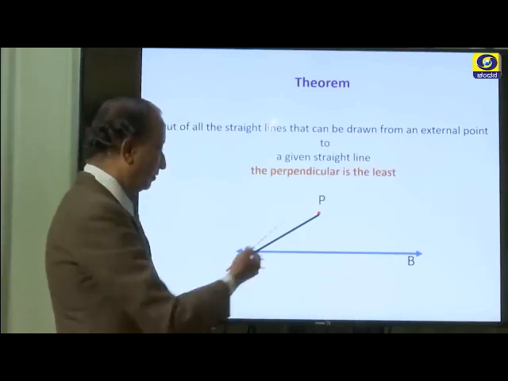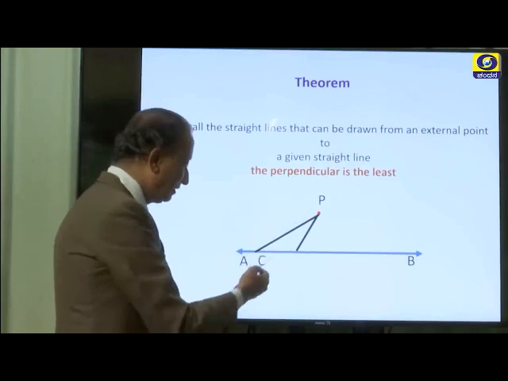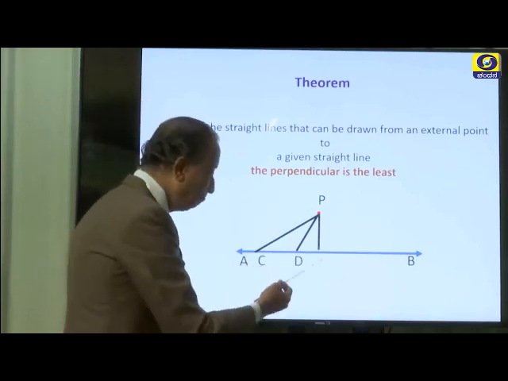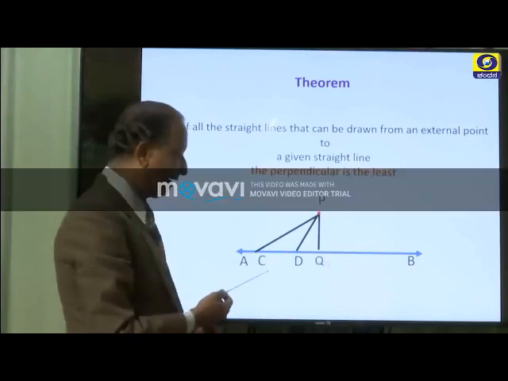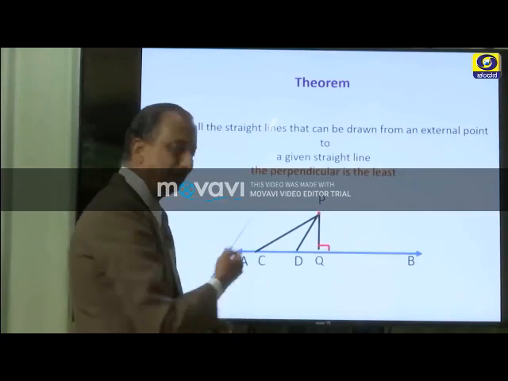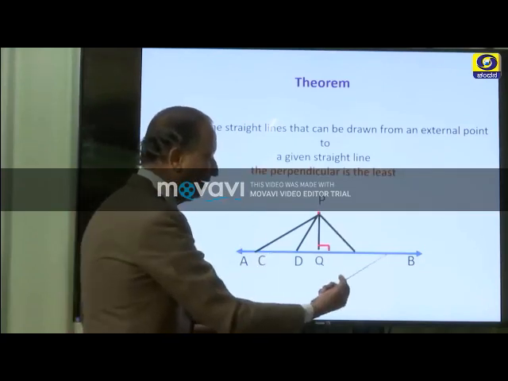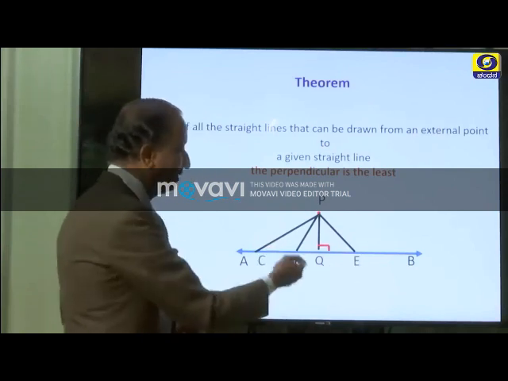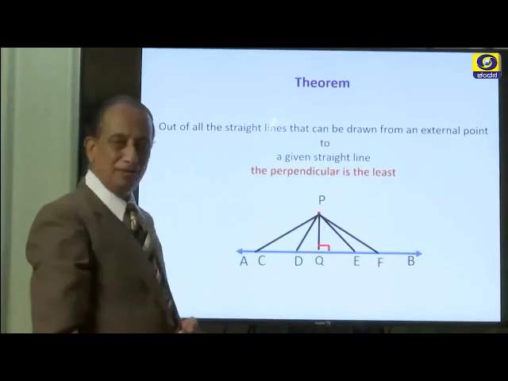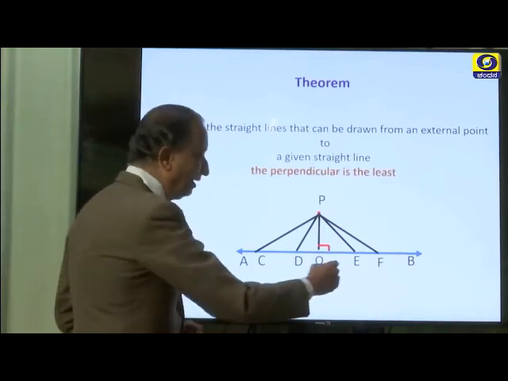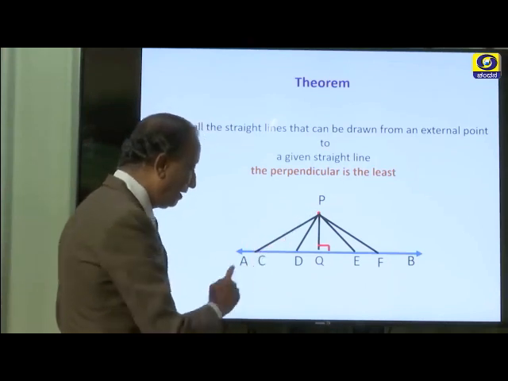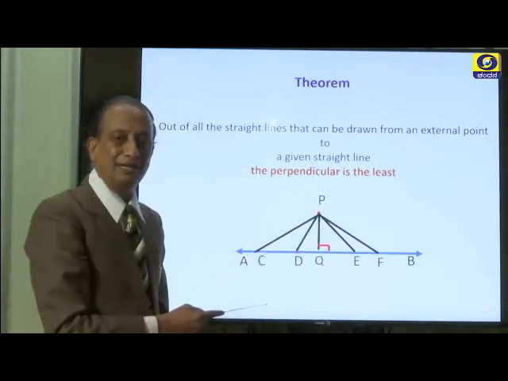This is one, let us call it PC. This is another one, let us name it PD, and PQ is actually perpendicular to AB. On the right also, for example, let us draw a few more lines, say PE and PF. These are some of the line segments we can imagine from this point P to this straight line AB.